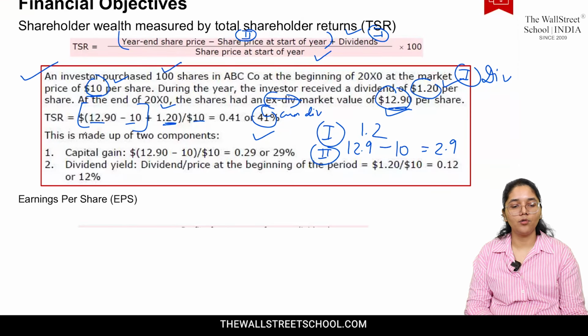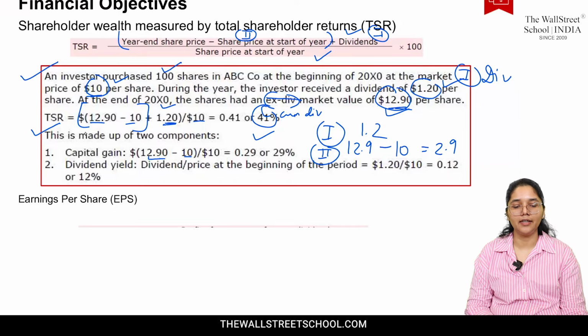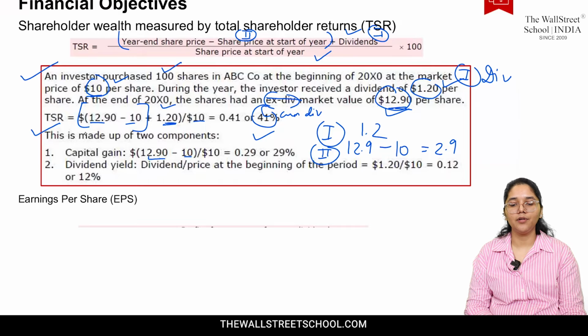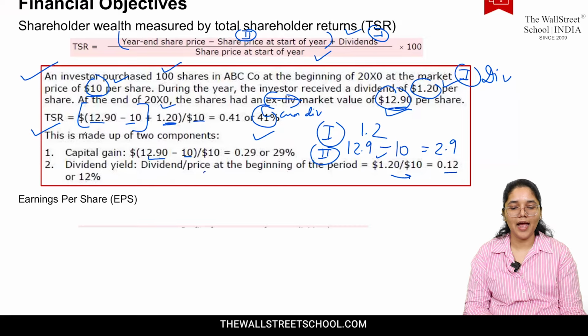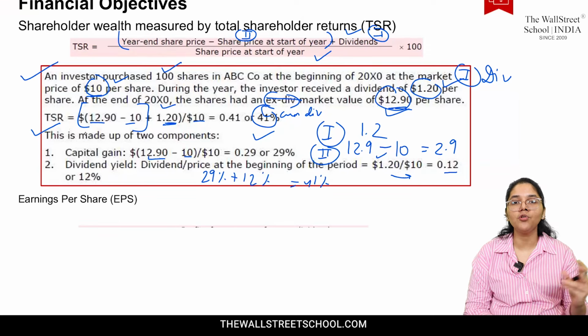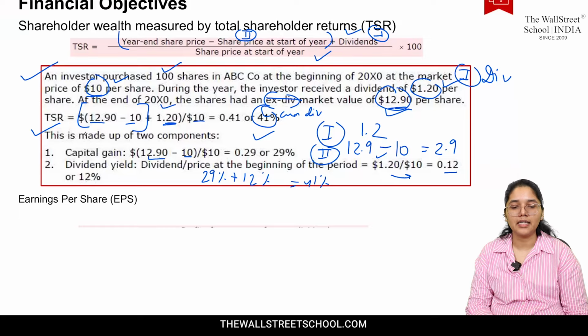Now you have also been told about what the two components are. Firstly, the shareholder has made a capital gain. The thing that he purchased for 10 has now gone up by 2.9. So 2.9 divided by 10 gives you 29% of return. And then he has gotten a dividend. How do you calculate the dividend return? 1.2 is the amount of dividend that you have gotten. Again, divide that by your initial investment of $10. So it's a 12% return. So you can even add both of these figures, 29% plus 12%. This is also going to lead you to the same answer of 41%. So these are the two components that we have in the total shareholder return.